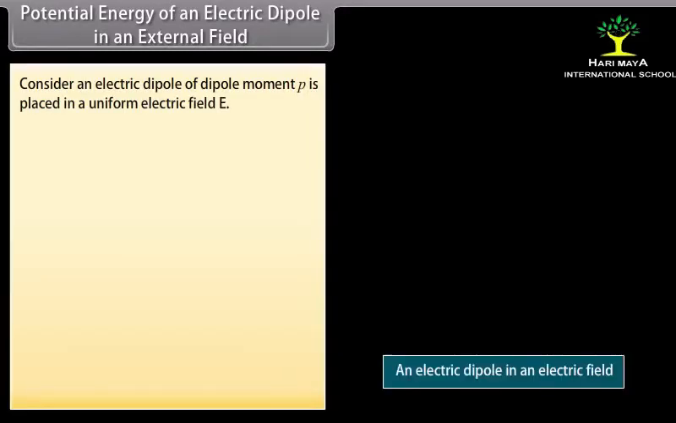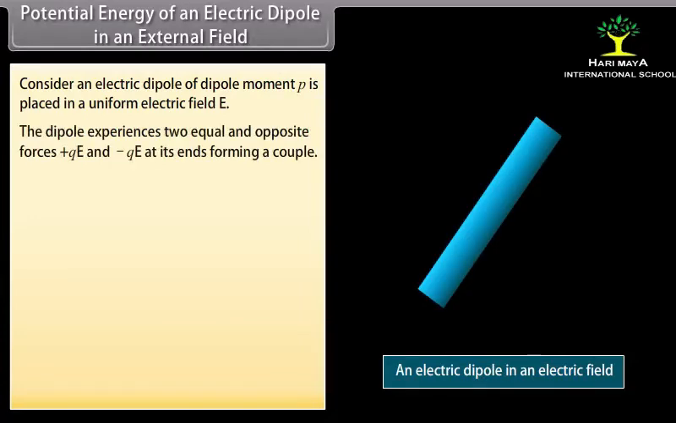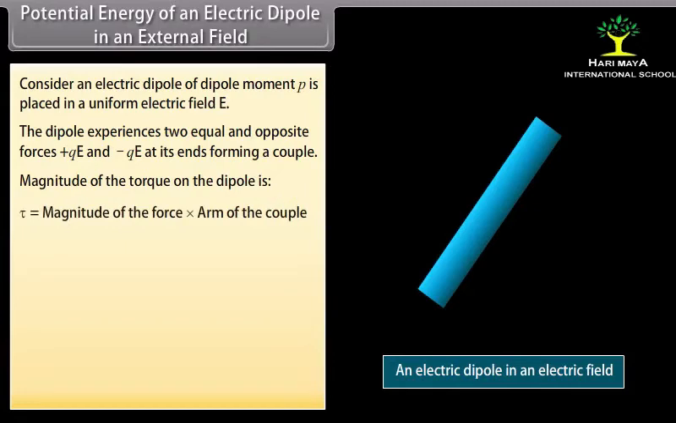Potential energy of an electric dipole in an external field. Consider an electric dipole of dipole moment P placed in a uniform electric field E. The dipole experiences 2 equal and opposite forces, plus QE and minus QE, at its ends forming a couple. Magnitude of the torque on the dipole is equal to magnitude of the force into arm of the couple. Tau is equal to QE into 2L sine theta, which is equal to PE sine theta.